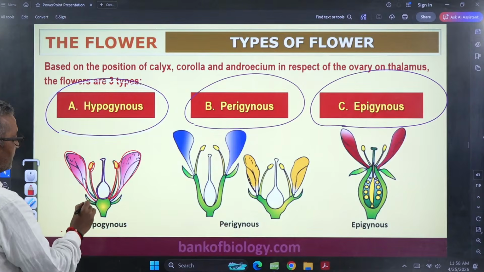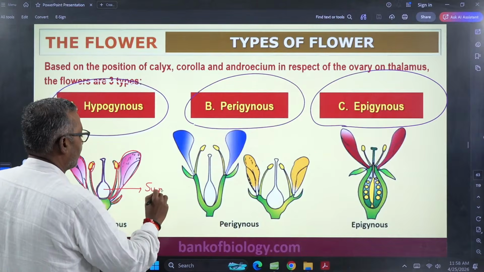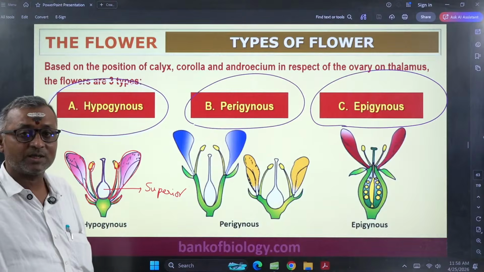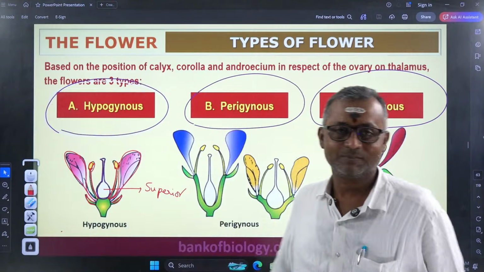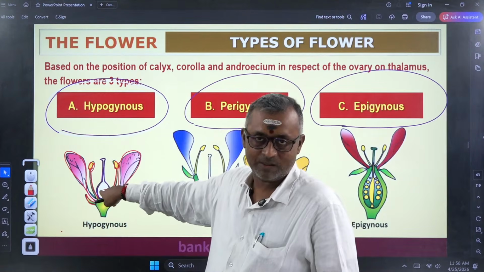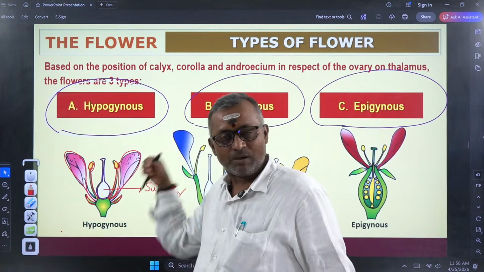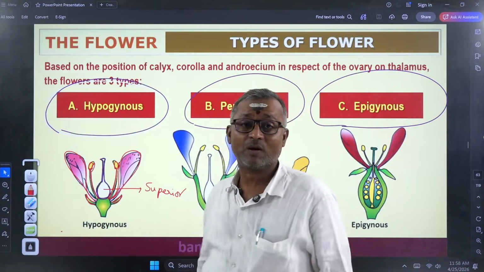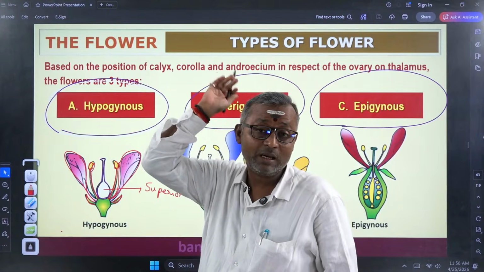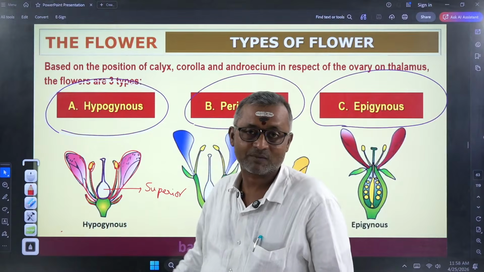That means here ovary position is said to be superior. And remaining floral parts position is said to be inferior. Remaining floral parts means calyx, corolla and androecium, inferior to ovary, whereas ovary is present at the top. This kind of flower is called hypogynous flower. So, hypogynous flowers possess what kind of ovary? Superior ovary. Got it? Is it clear for all of you?